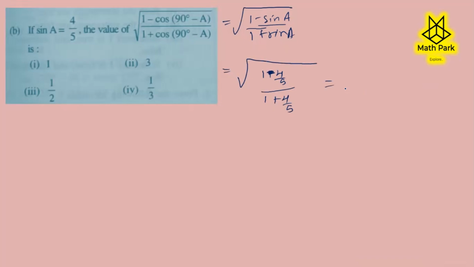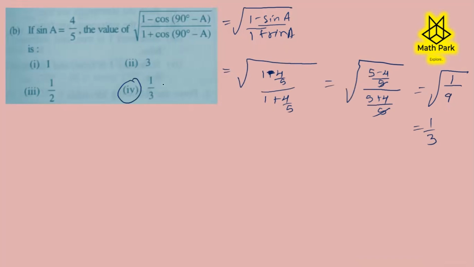So 1 minus 4 by 5 upon 1 plus 4 by 5. The LCM is 5 here. So we get here 5 minus 4 upon 5. Denominator we get 5 plus 4 upon 5. This 5 is going to get cancelled. We get root of 5 minus 4 is 1, 5 plus 4 is 9. Root of 1 by 9 is 1 upon 3. So the fourth option is the correct option.